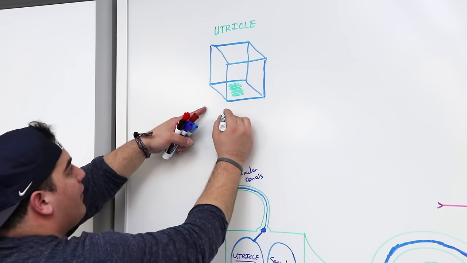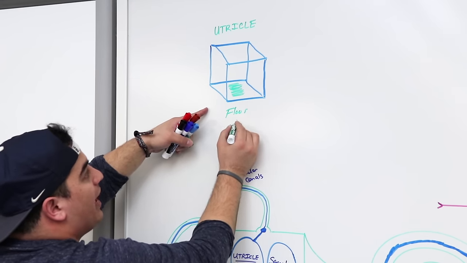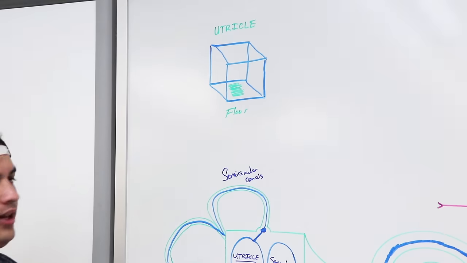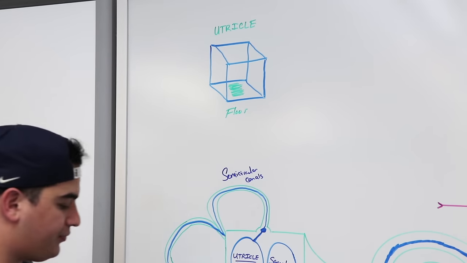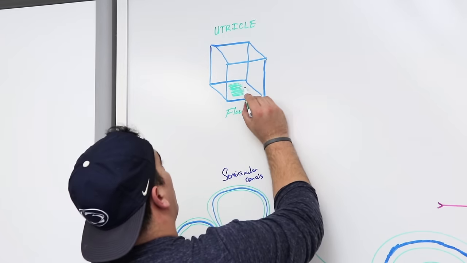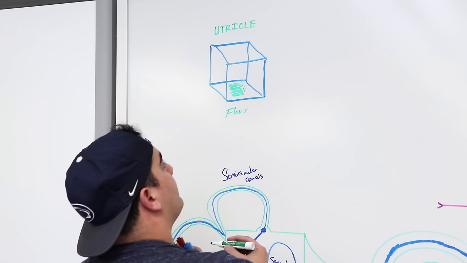And on the floor of the utricle, you have this specialized structure called the macula. It's on the floor, and the hair cells are pointing up from this point.